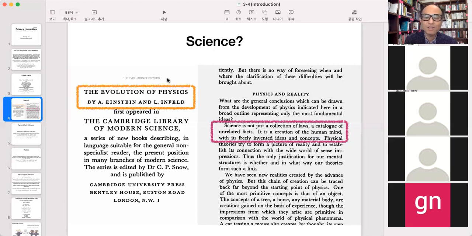In other books, there are different translations: the state of mind or creation of the human mind. I think it is a very similar way. So we understand what they mean by this sentence. Science is creation or state of the human mind with its freely invented ideas and concepts. Do you understand?